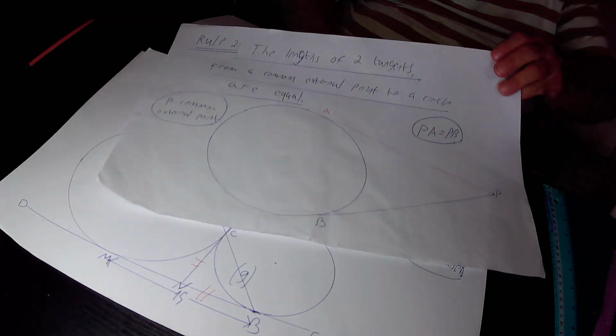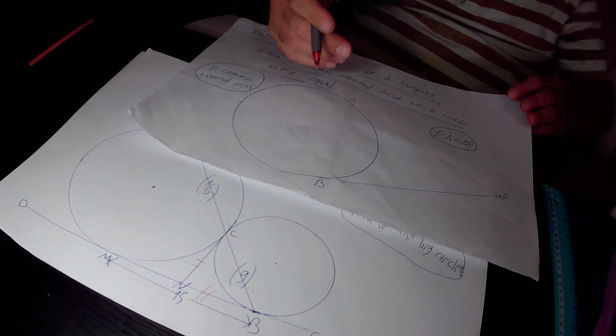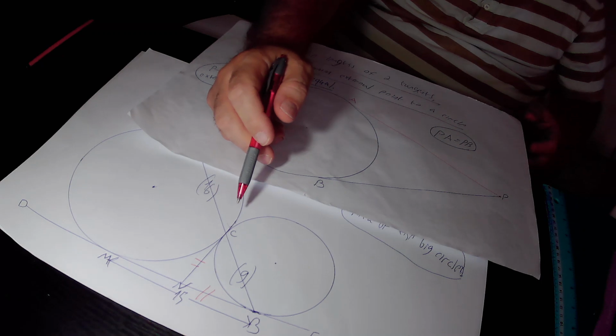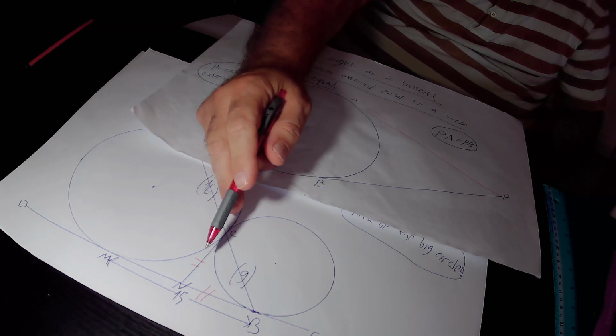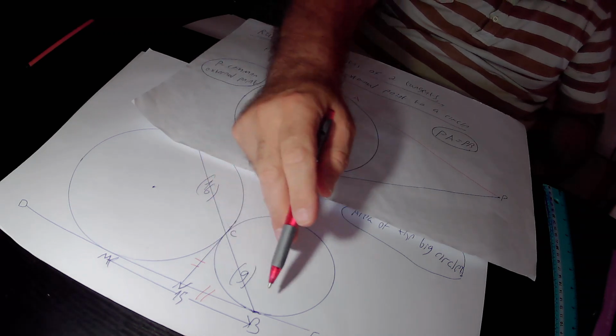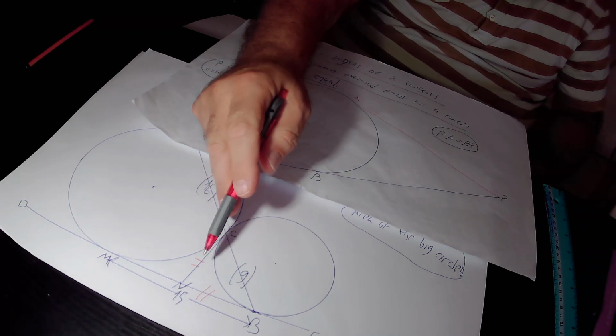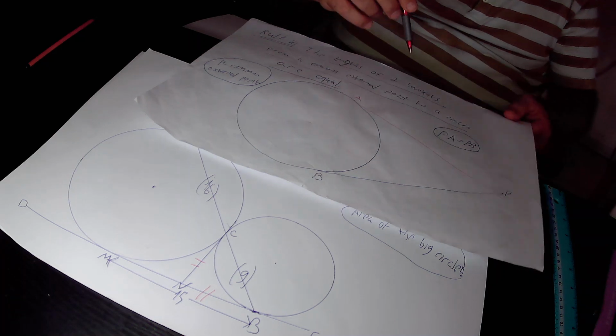We can also implement rule 2 here. From this common external point, point N, we have two tangents to this small circle, tangent NC and tangent NB. And according to rule 2, they are equal to each other. That is to say, NC equals NB.